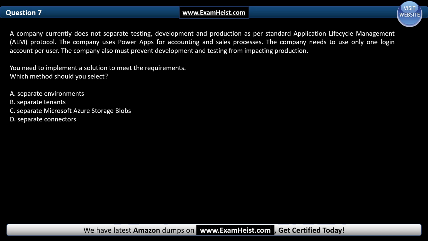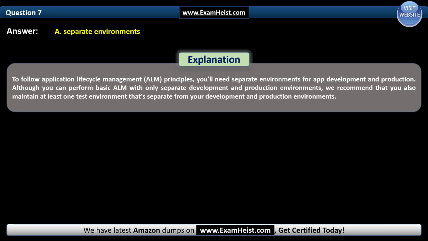The correct option is A. Separate environments. To follow application lifecycle management principles, you shall need separate environments for app development and production. Although you can perform basic ALM with only separate development and production environments, we recommend that you also maintain at least one test environment that is separate from your development and production environments.